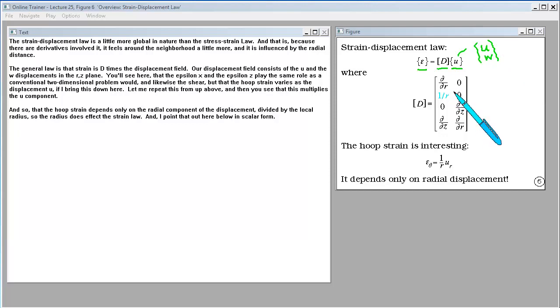You'll see here that the epsilon x and the epsilon z play the same role as a conventional two-dimensional problem would, and likewise the shear, but that the hoop strain varies as the displacement u. And so the hoop strain depends only on the radial component of displacement divided by the local radius. So the radius does affect the strain law. And I point that out here below in scalar form.